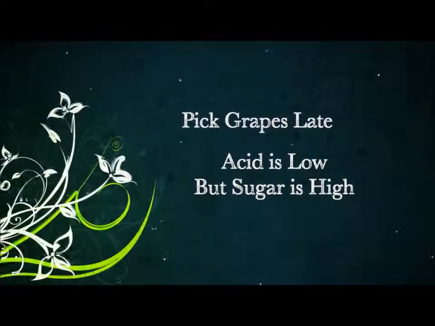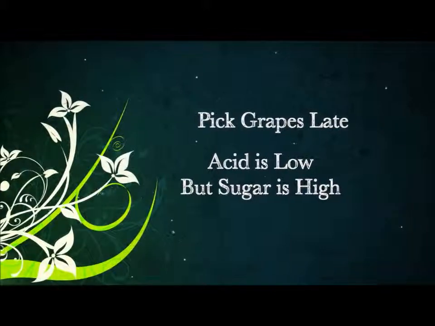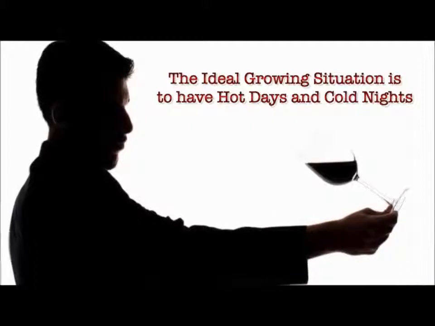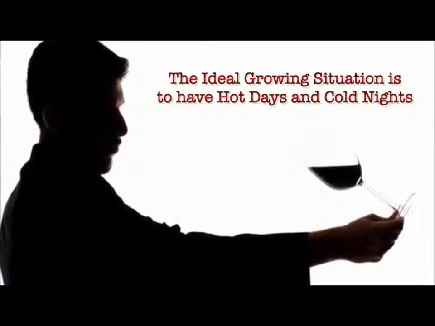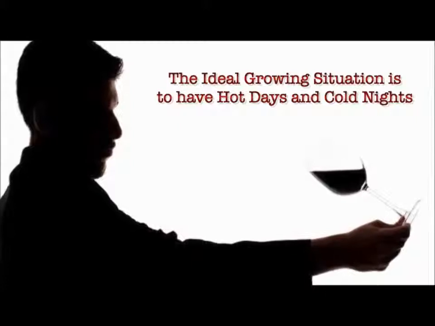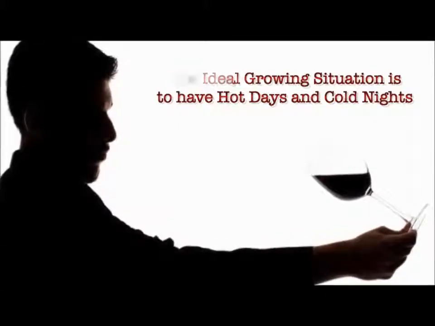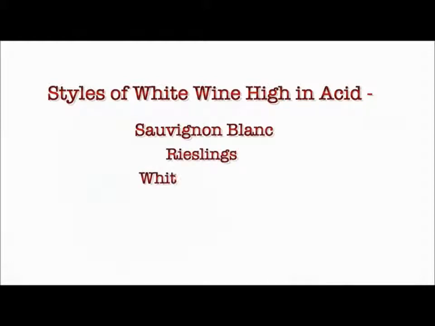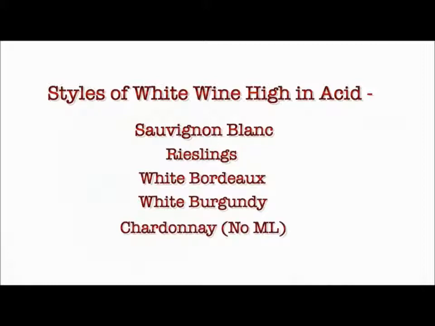Or the grape grower could let them hang on the vine longer so that the acid level drops and creates higher sugar levels. The ideal growing situation is to have hot days and cold nights so that at the end of the season you have good sugars and good acids like they do in Walla Walla, Washington and Wilcox, Arizona. Styles of white wine and white wine varietals that are traditionally high in acid are Sauvignon Blancs, some Rieslings, white Bordeaux's, white Burgundies, Chardonnays that have not gone through malolactic fermentation, and sparkling wines, particularly champagne, can have ripping high acidity.